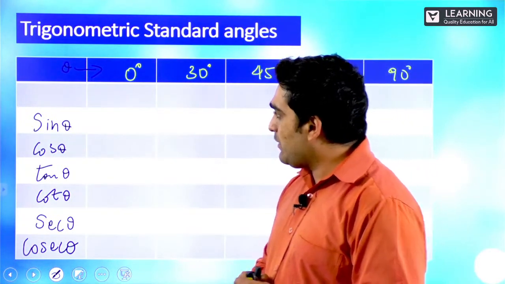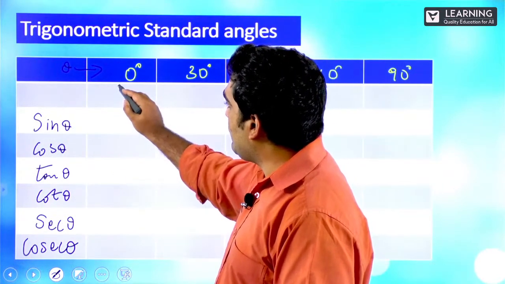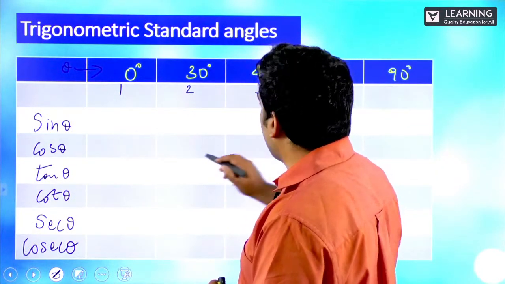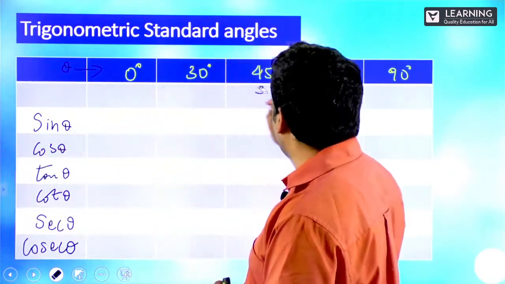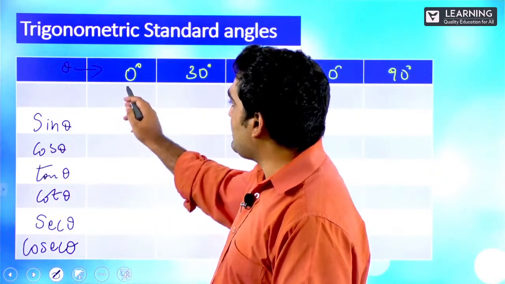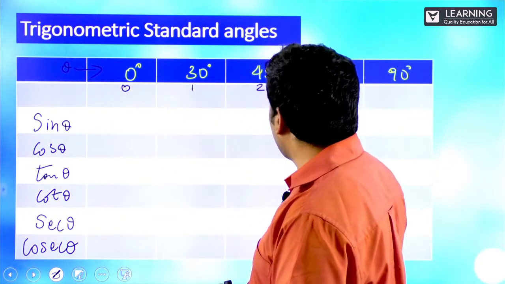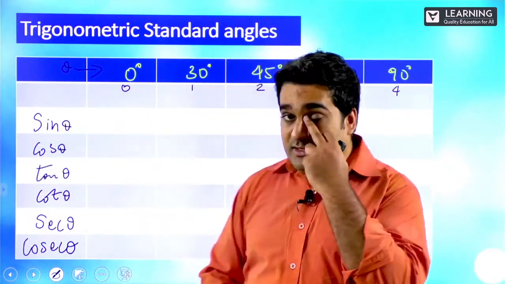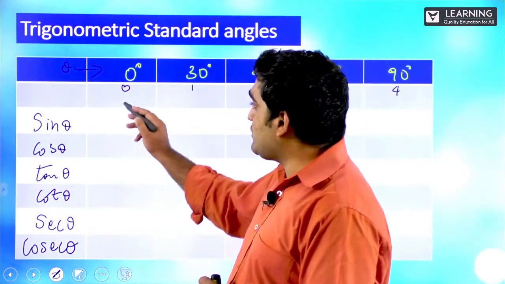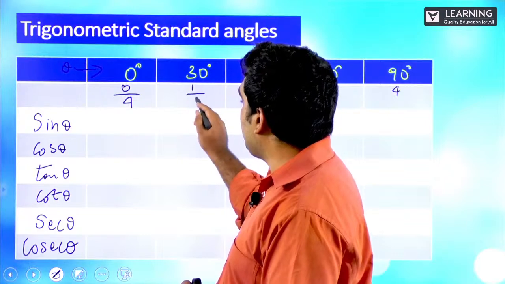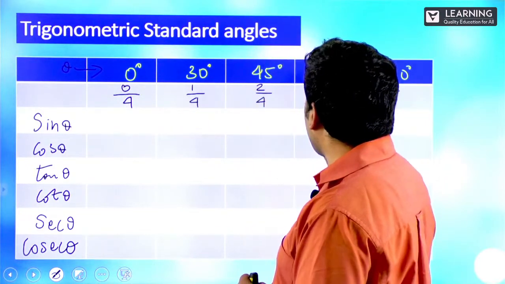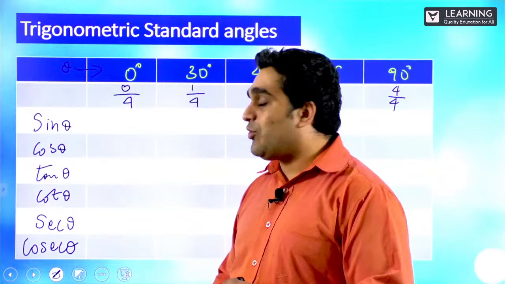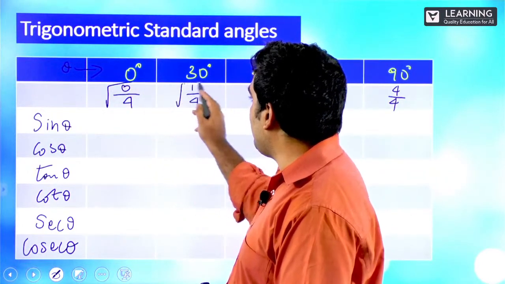So here's a trick. You start by writing the numbers, starting with 0: 0, 1, 2, 3, 4. Next, divide all the numbers by 4. And then you take the square root of these individual numbers.